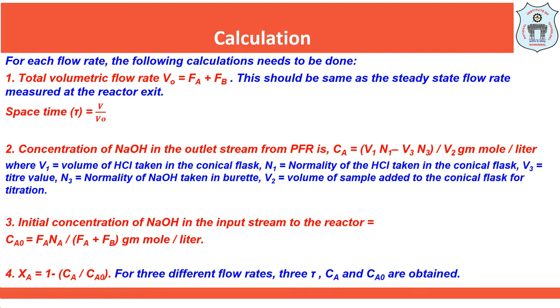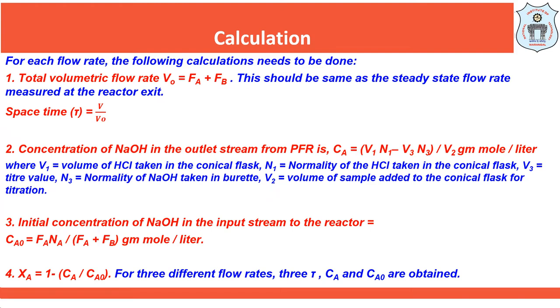How do we do that? The space time is the volume of the reactor, here the volume of the PFR, divided by V0. For the volume of the reactor, we need the diameter of the PFR, expressed as D, and the length of the PFR, expressed as L. Then the volume of the PFR can be calculated. Then we have the titration values.